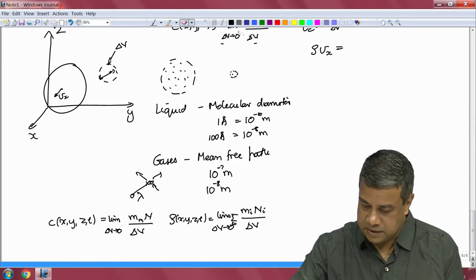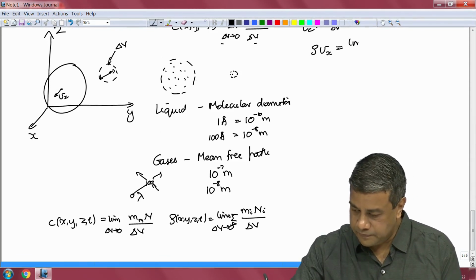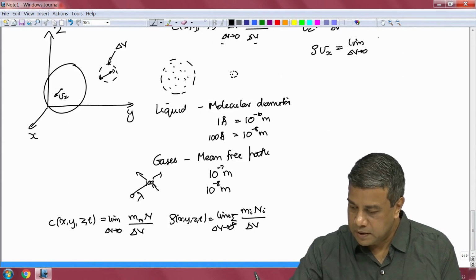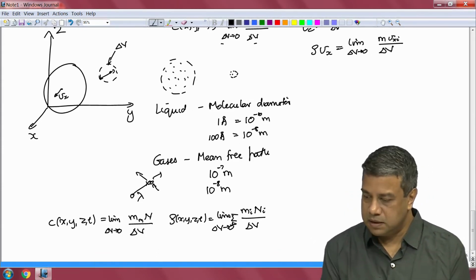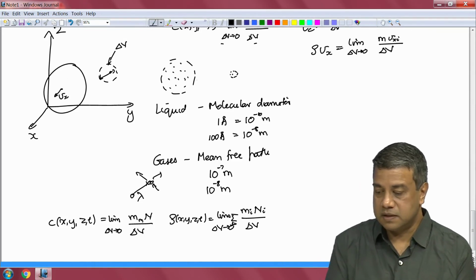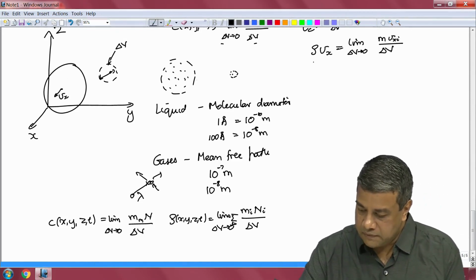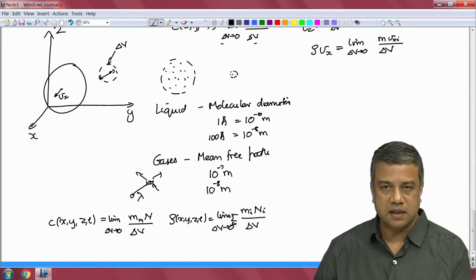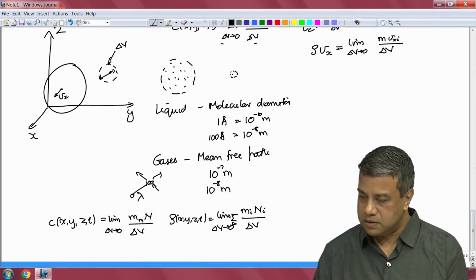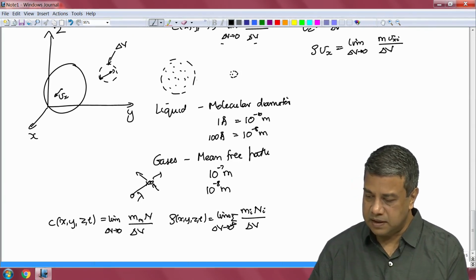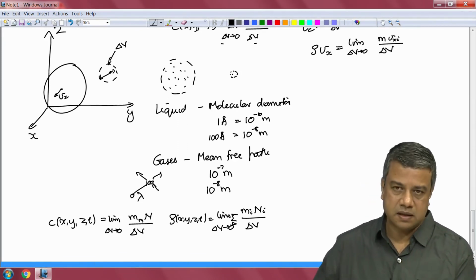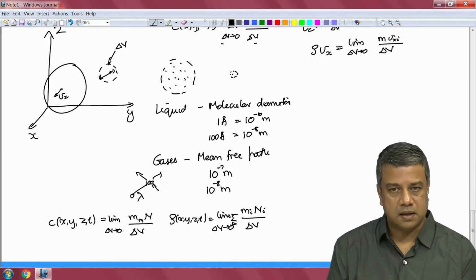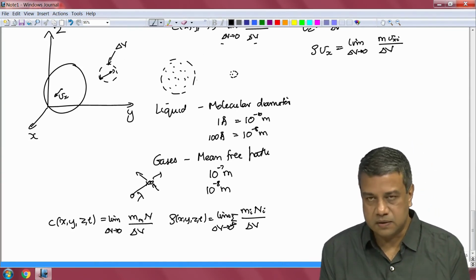So, let me just spread that out: the sum of m times Vxi, divided by delta V. Sorry, that is the definition of the momentum density, and the velocity is basically given by taking this momentum density and dividing it by the mass density. I will explain this in a little further detail in the next lecture before we go on to looking at the basic equations that are used for the concentration, temperature and the momentum fields. So, I will continue this in the next half hour.